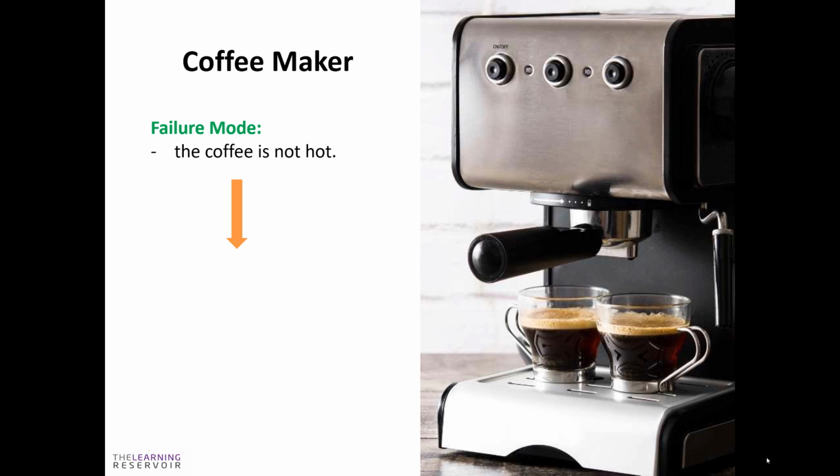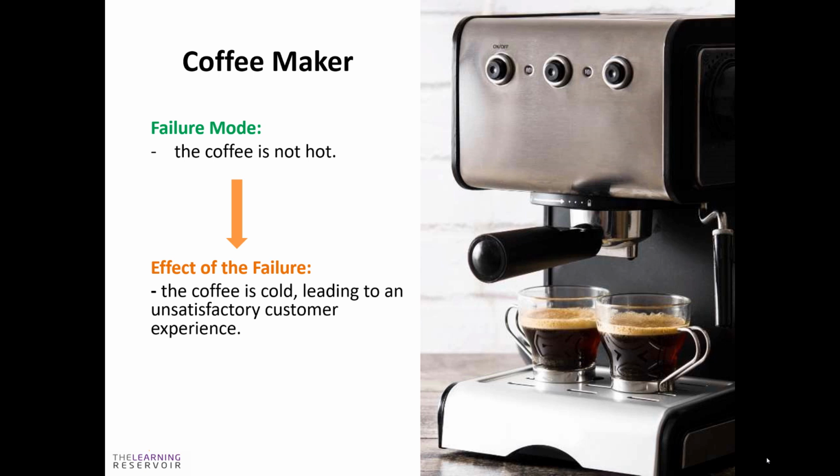So if the coffee is not hot, well, what is the effect of that failure? Well, the coffee is therefore cold, leading to an unsatisfactory customer experience. If your failure mode is that the coffee is too hot, the effect of the failure might be you could burn the customer's tongue, for example. So for every failure mode that you identify, you have to identify the effect of the failure. So now we're starting to understand those failures more by doing this.